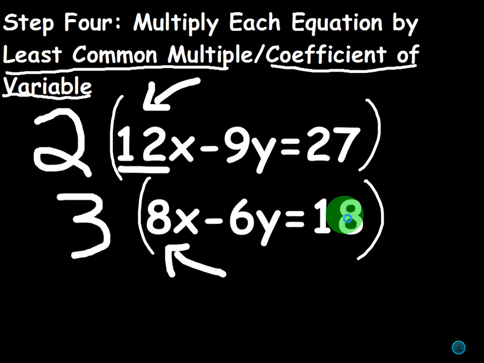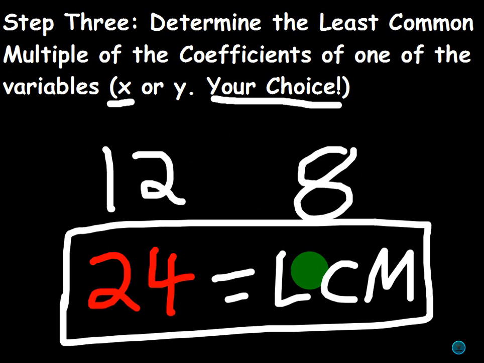Where did you get the 2 and 3 from? Okay, so we figured out that the least common multiple was 24. Did you get that part? Yeah. The fact that 12 goes into 24 2 times. Right, so for the top equation, if you do 24 divided by 12, you get 2. For the bottom equation, 24 divided by 8 is 3. Okay. So it's the number that you use to multiply to get the least common multiple.